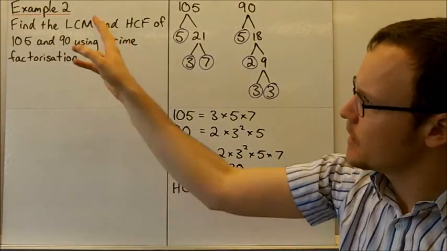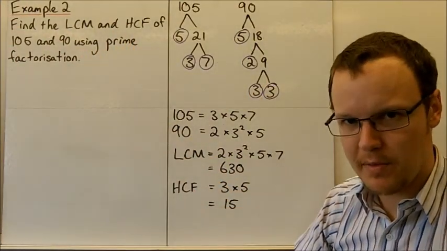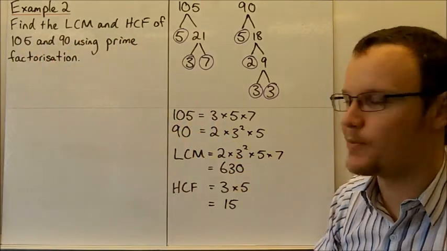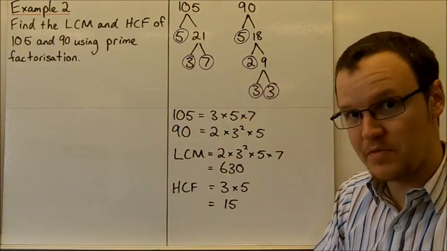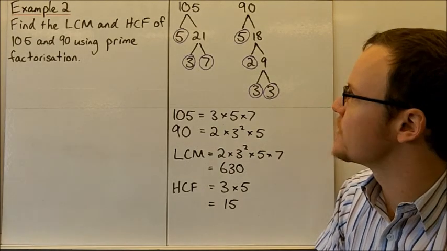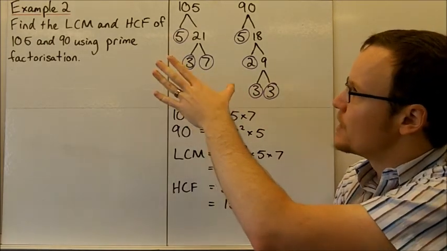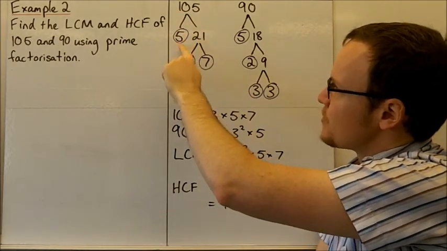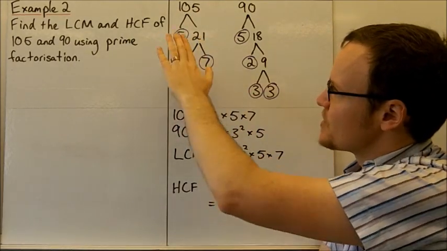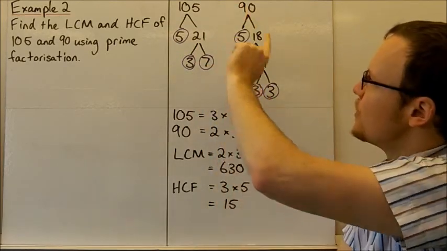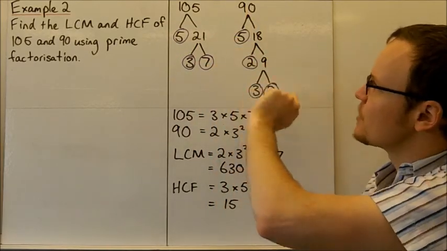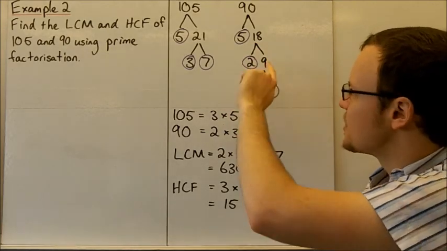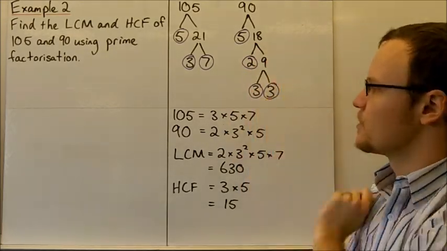Second example now, looking at finding the lowest common multiple and highest common factor of 105 and 90 using prime factorisation. So we should start by finding the prime factorisation of each of the numbers, and I did that using the prime factor tree. So 105 is equal to 5 times 21, 21 is equal to 3 times 7, they're all prime, so I circled them. 90 is equal to 5 times 18, circle the 5, 18 is equal to 2 times 9, circle the 2, it's a prime. 9 isn't, 9 is equal to 3 times 3, circle the primes.